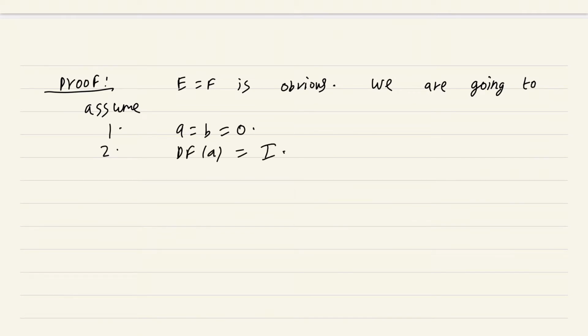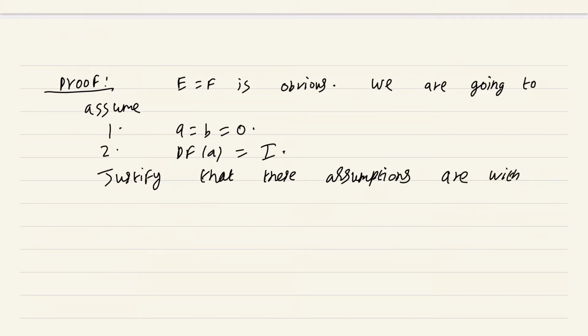Now I want you to justify that these assumptions are without loss of generality. What I mean by that is, if you can prove the inverse function theorem in this setting where A equal to B equal to 0 and the derivative map is just the identity, the general result when A is not equal to B and may not be equal to 0 and DFA is just an invertible map and not the identity map, this really doesn't matter. The general case will follow very easily.